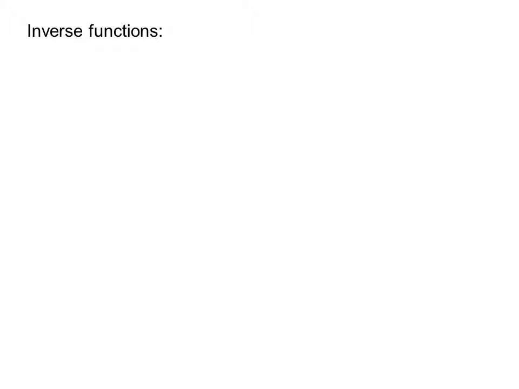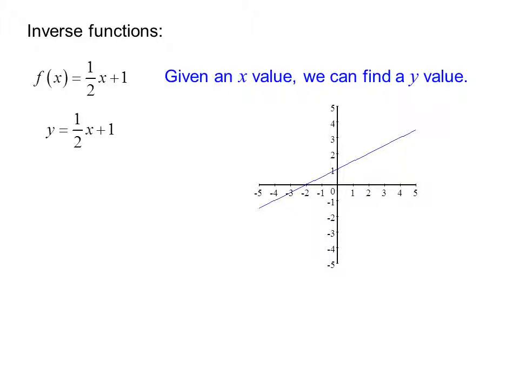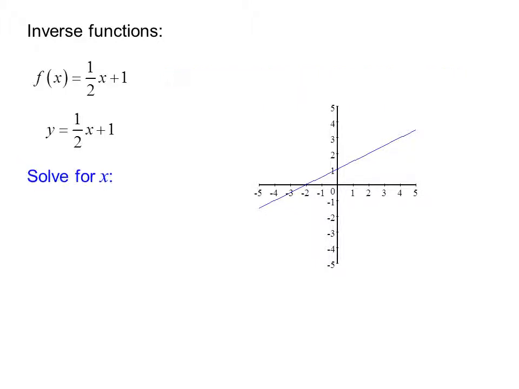Inverse functions. F of x equals 1/2 x plus 1. We recognize as a linear function. We can write it y equals 1/2 x plus 1. Given an x value, we can find a y value. We solve for x, subtracting 1 from both sides, multiplying both sides by 2, and then moving the x out front.